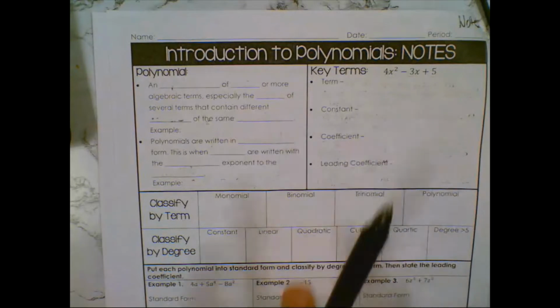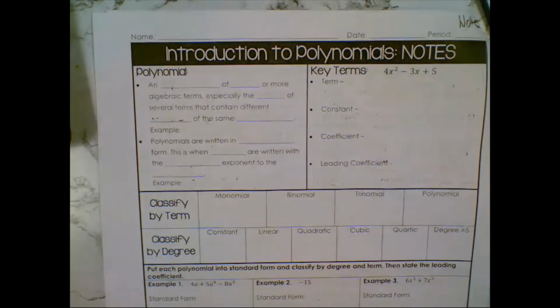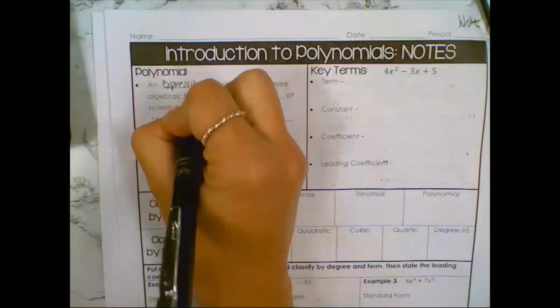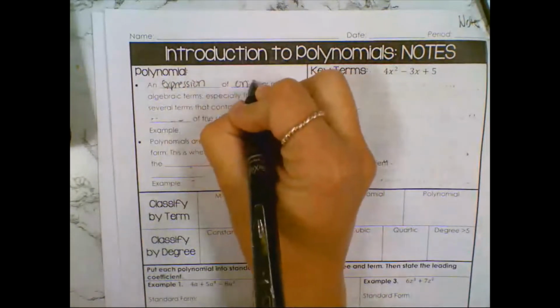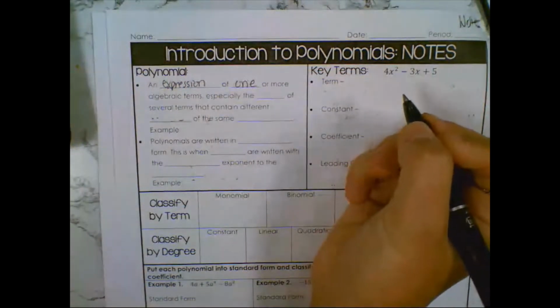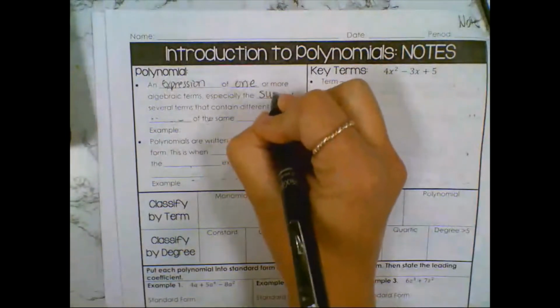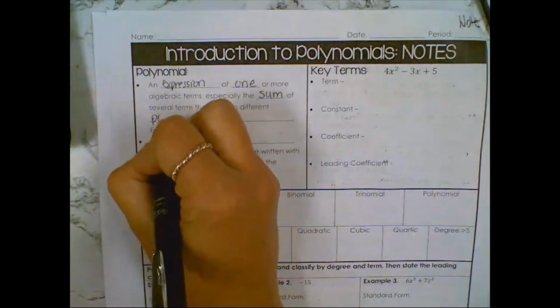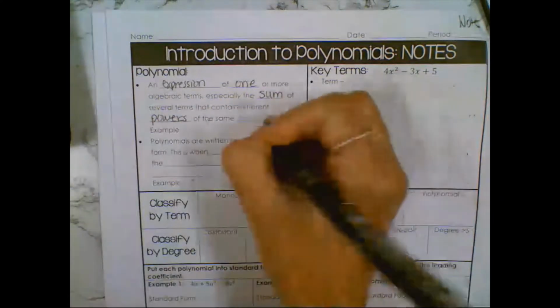Okay, so today we're going to talk about polynomials, what they are, and a couple characteristics about them. So first of all, what is a polynomial? It is an expression of one or more algebraic terms, especially the sum of several terms that contain different powers and the same variable.